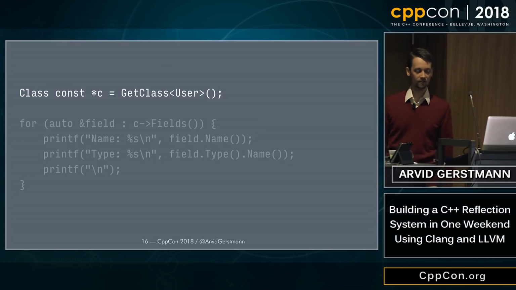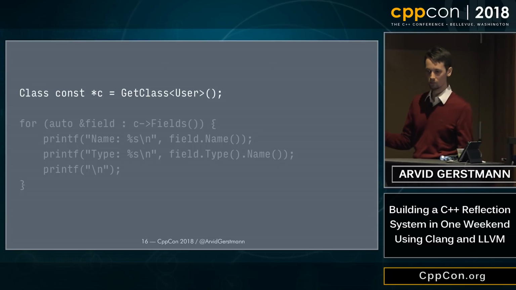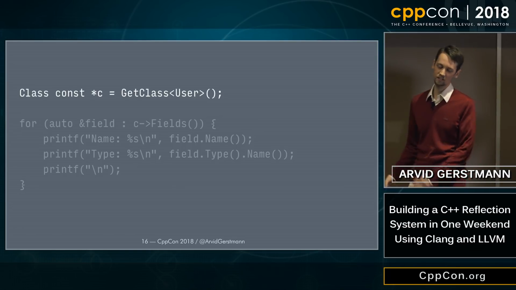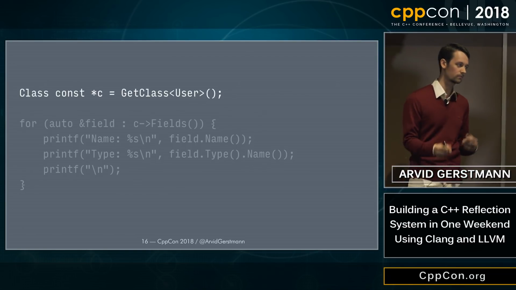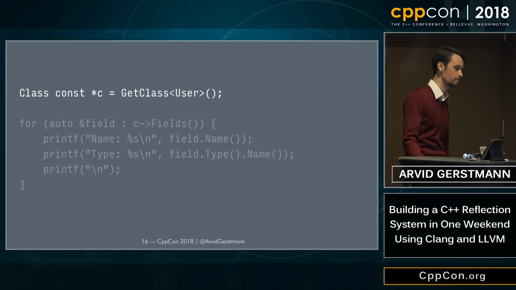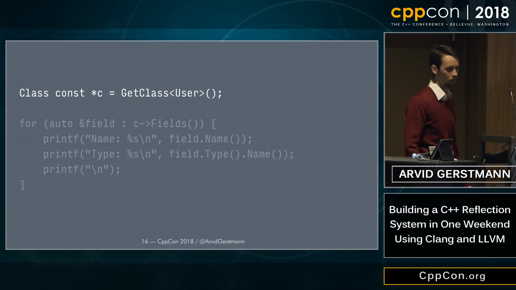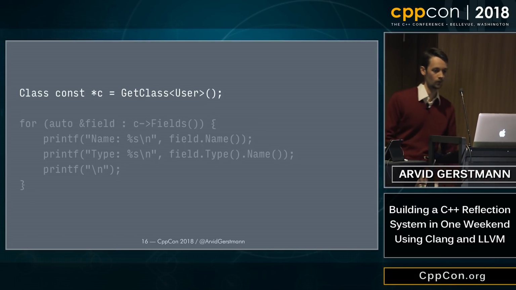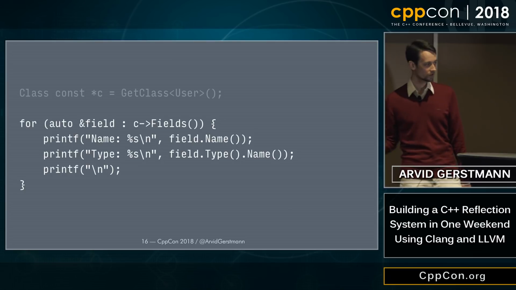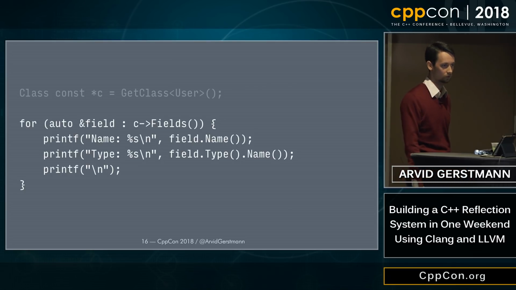We replaced the getType function, which was a member function on the class, with a template called getClass. Because it kind of makes sense: if you want to get information about a class, we call a function getClass, not getType. Then we replicate the loop. We loop with a range-based for loop, which is super awesome, over all the fields, and we print the information about the fields.